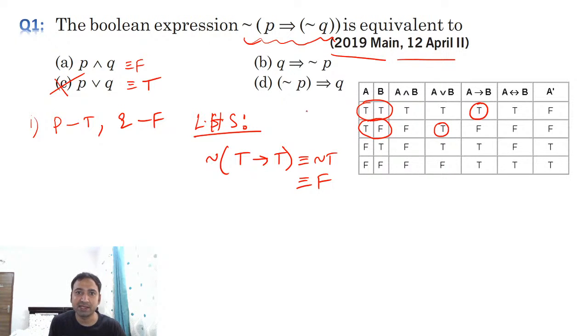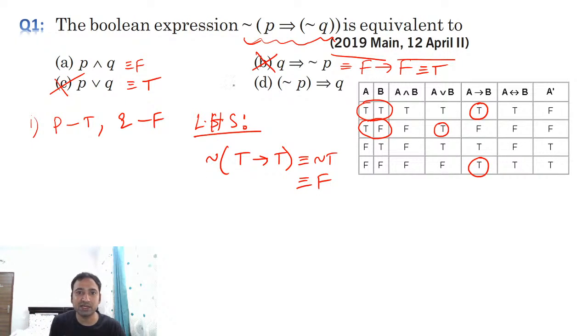Okay, chalo. Next, the second option. Q is false. False implies false, and false implies false is true. So totally we are getting true, guys. But actually we need false. So the second option also gives true. Can I eliminate the second option? Yes, easily we can eliminate the second option.